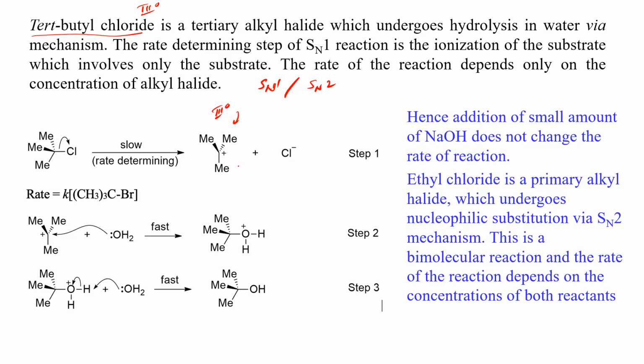stable. To make the positive charge stable, you need more alkyl groups attached to that carbon so that they can push more electron density to decrease the positive charge. That's why the tertiary carbocation is more stable. And in the SN1 mechanism, the first step is to remove the leaving group, which is this halogen, and make the carbocation. So this is the carbocation.